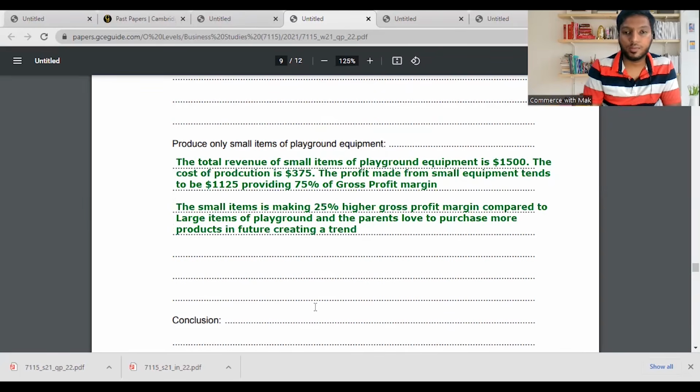The reason small items is a good part is because it is giving a 25% profit, and also there's a trend that the business will not go down. So this is where the business should ensure that rather than producing the large items, the business should always produce the small items here. So I'll write the conclusion here.